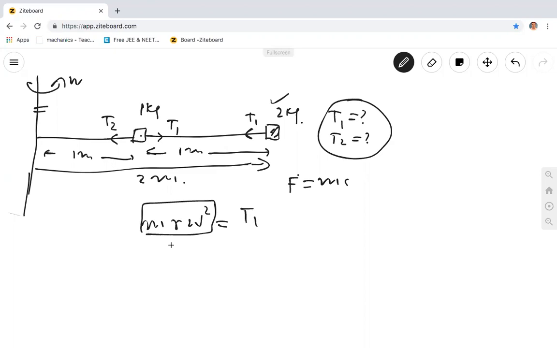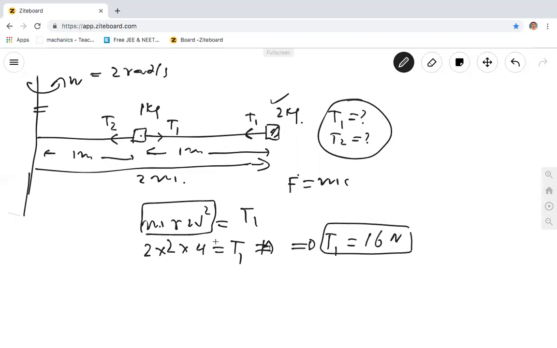Now, this m is 2, r is 2 meters, omega is given to be 2 radians per second, so omega square is 4, is equal to T1. So T1 is equal to 16 newtons. So the first answer is done.